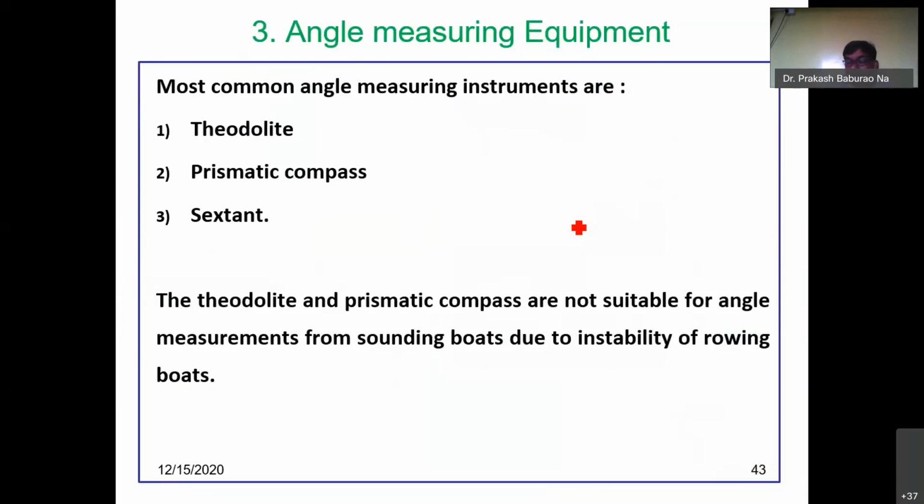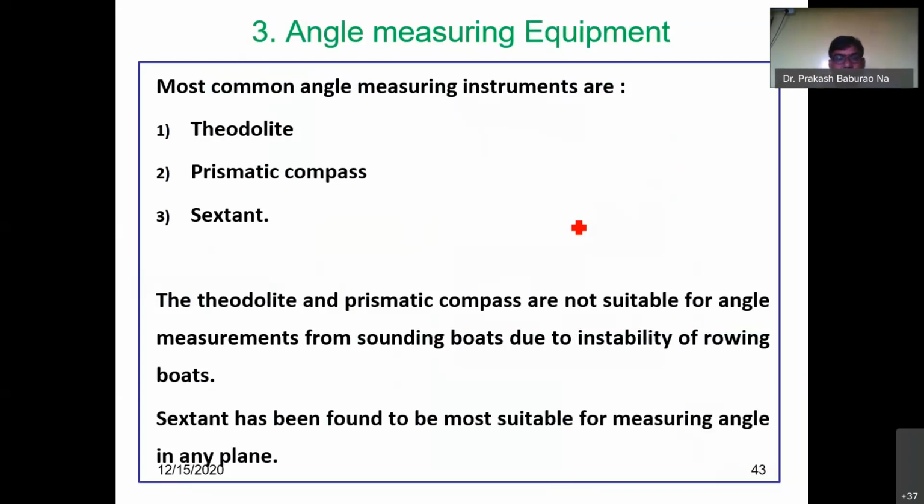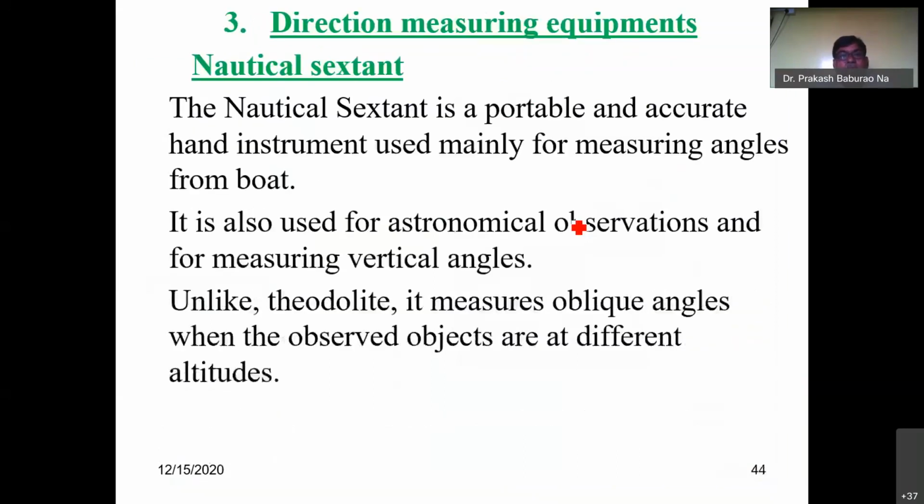You know that if you keep any instrument in a boat, the boat is also movable. Then proper leveling is also required for the entire instrument. So the special instrument you have to utilize in hydrographic surveying is the nautical sextant. That is the actual reason. Because of these reasons, we utilize the nautical sextant, the most suitable instrument for measuring angles in any plane.